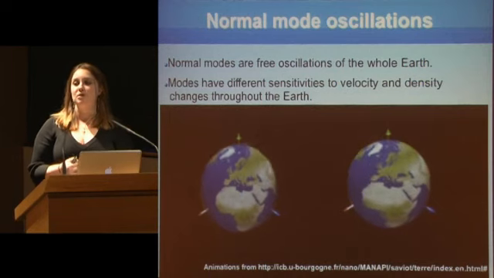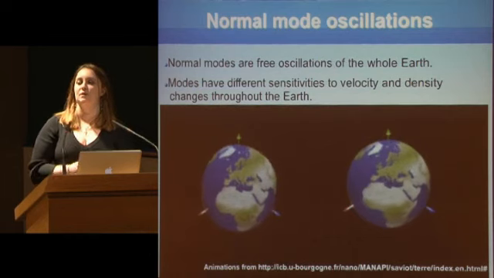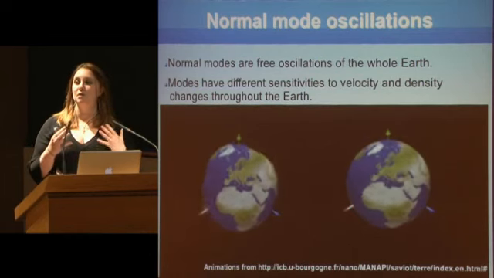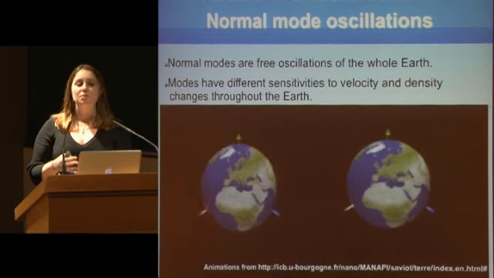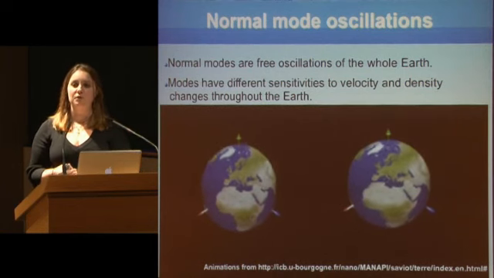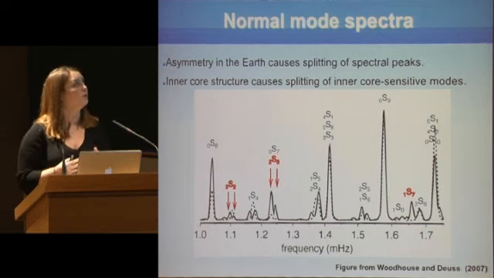And different normal modes are sensitive to the velocity and density of different depths of the Earth. So some modes will only sense velocity and density structure in the shallow parts, but some normal modes are sensitive to the velocity and density structure at the very centre of the Earth in the inner core.